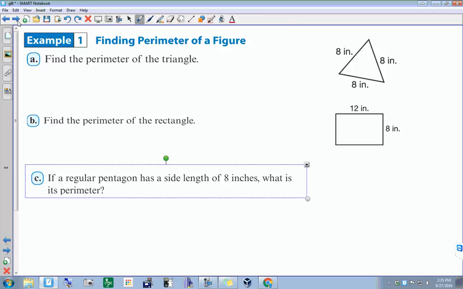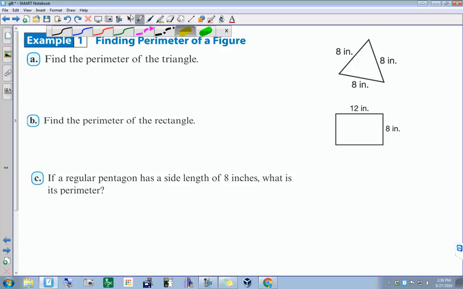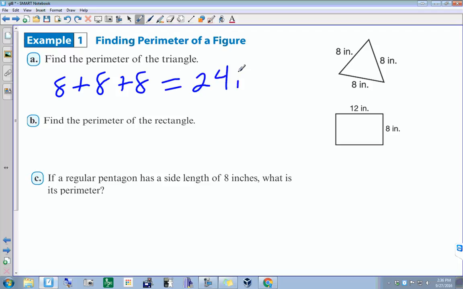So, let's try this. If I want to find the perimeter of that triangle, what do I have to do? Perimeter. Go around. I want to put a fence up like this. Oh, now you say add. Okay. So that's going to be 8 plus 8 plus 8. So we end up with 24 inches. Just add up the sides.